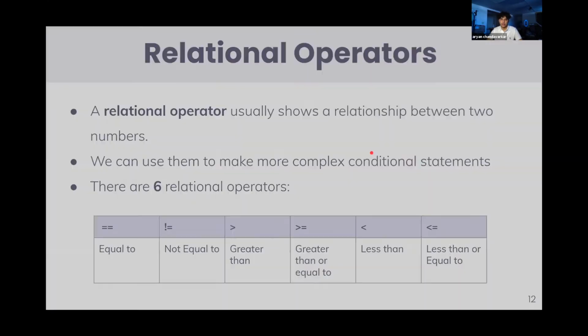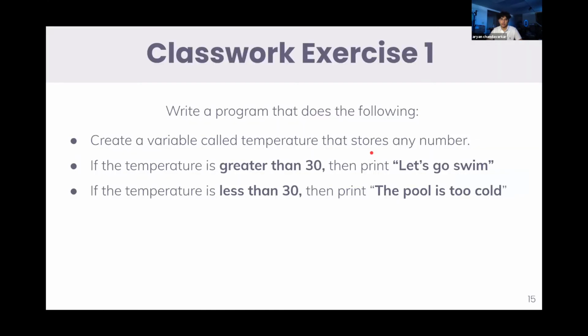So let's go back to the classwork exercise. Again, you're going to have a variable called temperature. And so if the temperature is greater than 30, print let's go swim. And if it's in any other case, then write that the pool is too cold. So we'll give you 7 minutes. At 6:14, we'll come back.